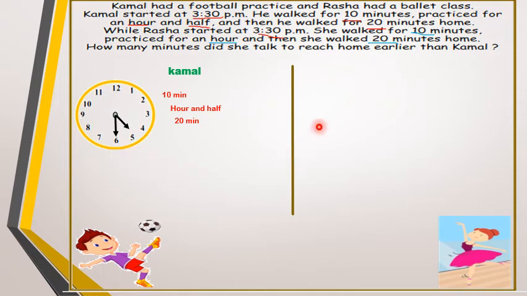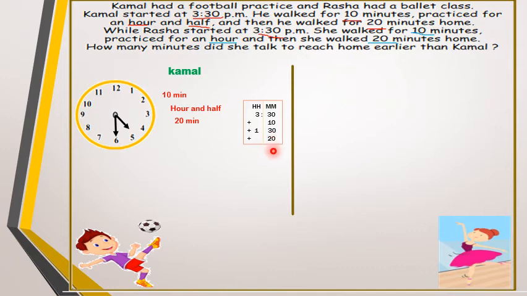So how do we calculate this? I will say that when he started it was 3:30, then I will add 10 minutes plus 1 hour and 30 minutes plus 20 minutes. So calculate the minutes together first before the hours. We must start with minutes. So 30 plus 10 is 40. 40 plus 30 is 70. 70 plus 20 will be 90.